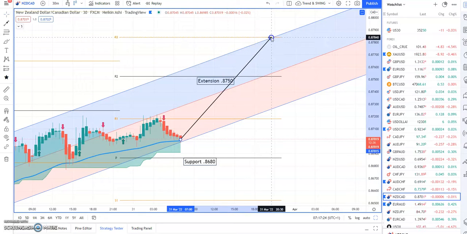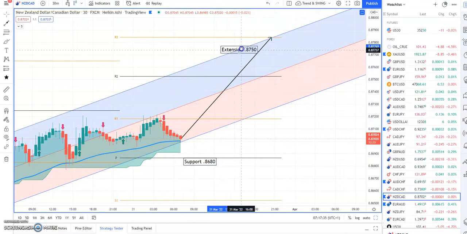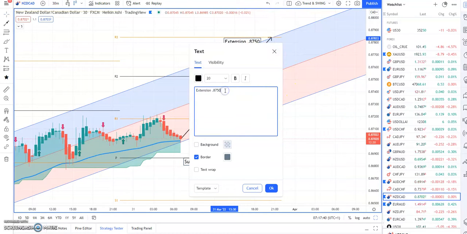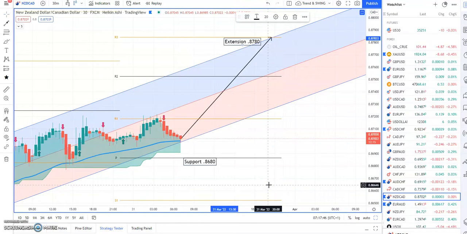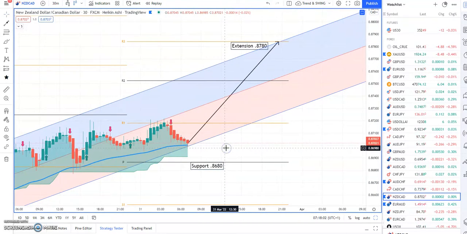Now, one thing you can do, 87 to 87.50 isn't very good. So we could have an extension here at the top of the range. 87.80 would be a better target in this instance. So you can have a first target of 87.50 and an extension of 87.80. Extension just basically means the price is going to be overextended at this rate and likely to come off and move back down again. So that looks like a really nice trade actually, so I'll keep my eye on that one.